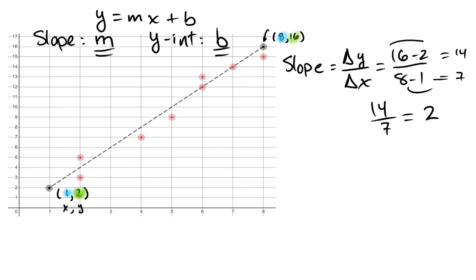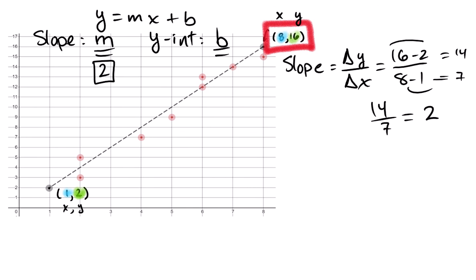So I now know one of my two parameters. I know the slope parameter. What I need to do now is find the y-intercept parameter. And to find that, I simply pick one of my 2 points. It doesn't matter which one. I'm going to pick this point up here. And I'm going to use its x value and its y value.